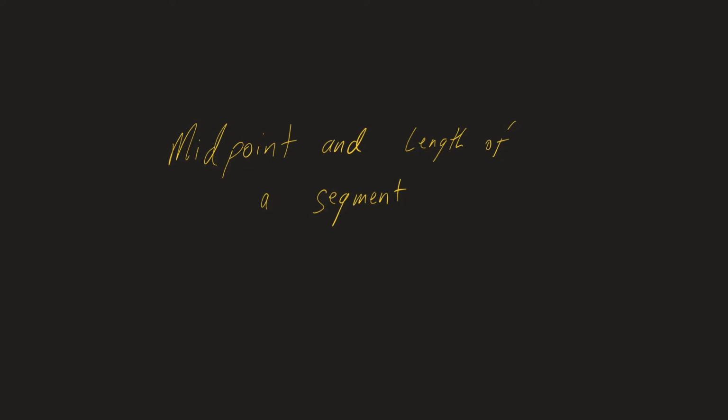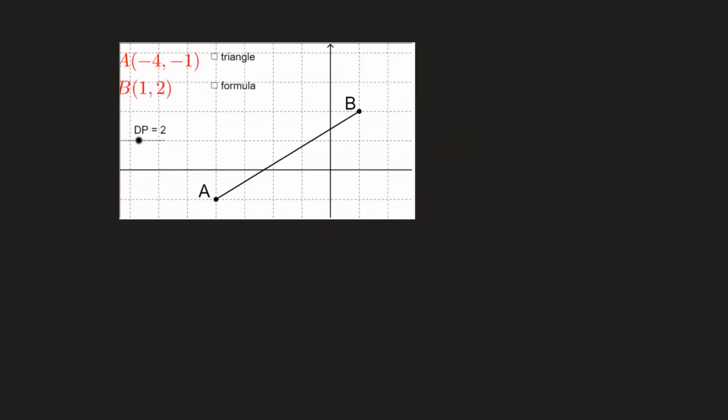During this video, we're going to look at the midpoint and the length of a segment. So if we look at the points A and B, A being (-4, -1) and B being (1, 2). Now what I want to do is find the midpoint, so the middle of this interval.